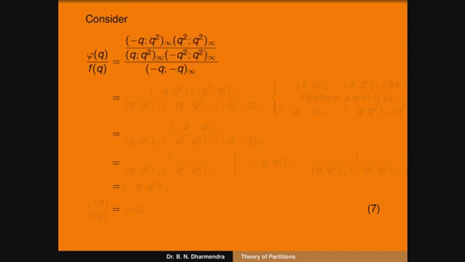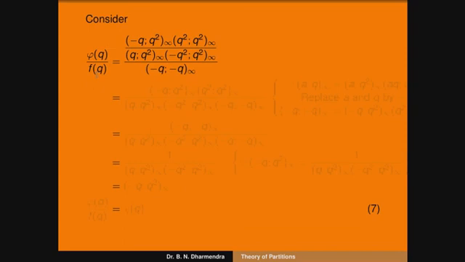Next, what you have to show is that phi of q divided by f of q is equal to chi of q. Again, the statement of phi of q is (minus q squared; q squared) infinity into (q squared; q squared) infinity divided by (q; q squared) infinity into (minus q; q squared) infinity. And f of minus q is (q; q) infinity. Here we want it in terms of f of q.